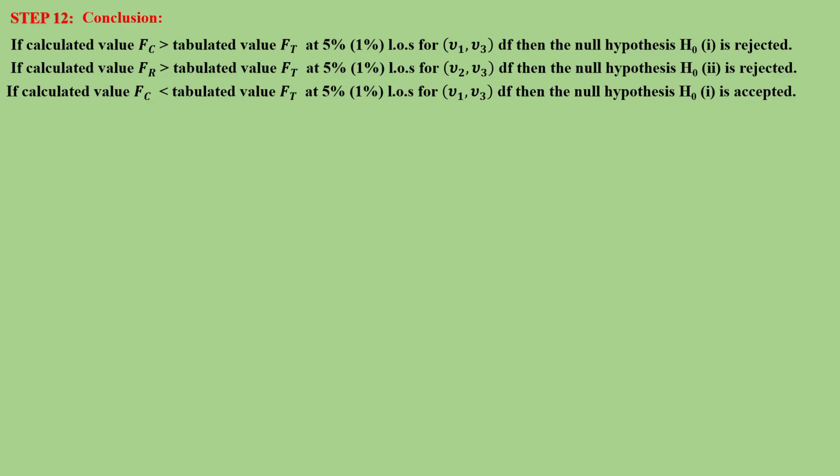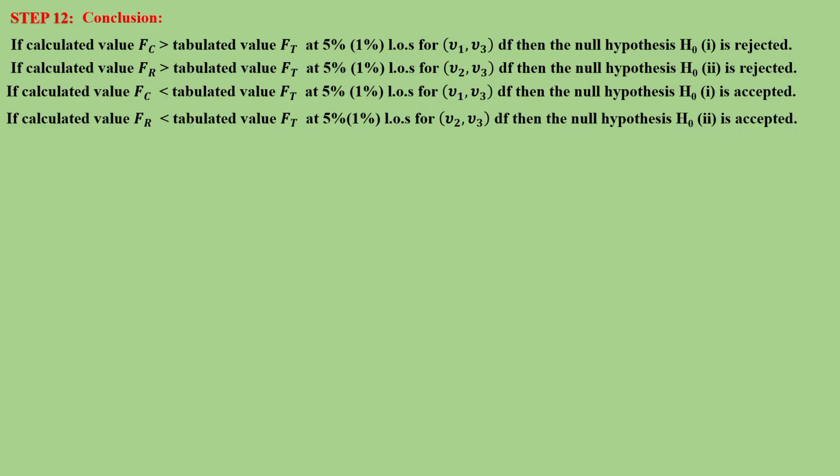Next, if the calculated value is less than the tabulated value, H01 is accepted. Similarly, if FR is less than FT, then H02 is accepted.